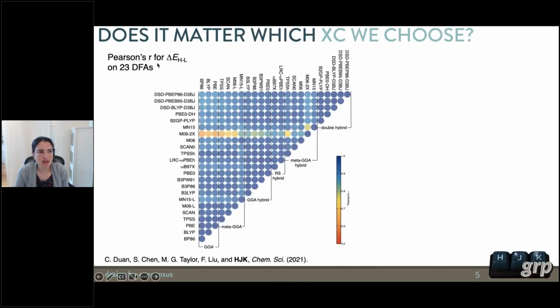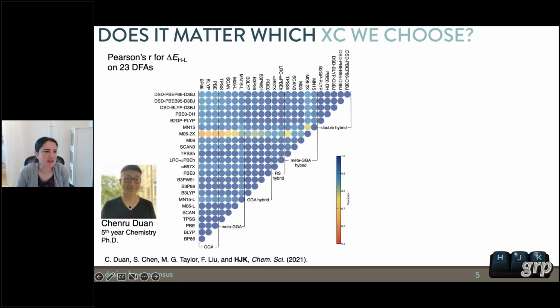So we went back to one of the properties we predict the most, which is the adiabatic high spin, low spin splitting. This is a very challenging property to predict from DFT. And my student Chen Ruduan, who's actually defending his thesis today, went back and repeated all of the calculations with 23 different density functionals spanning what's called Jacob's ladder, from semi-local GGA functionals all the way up to double hybrid functionals, which we would expect to be more accurate.